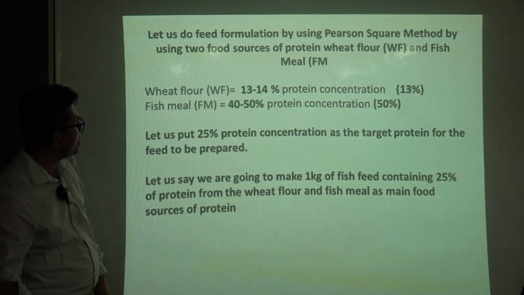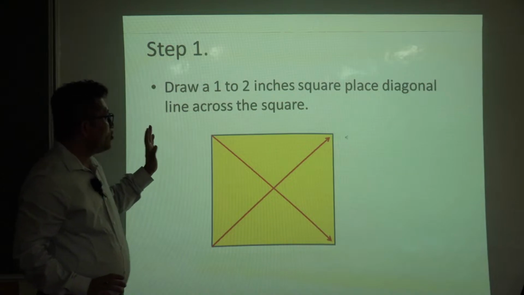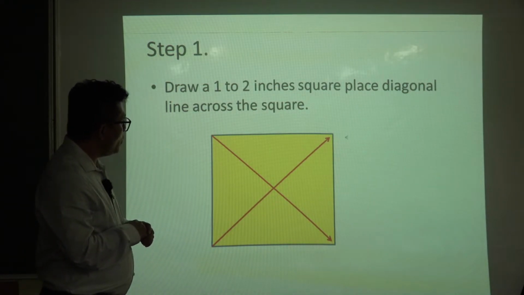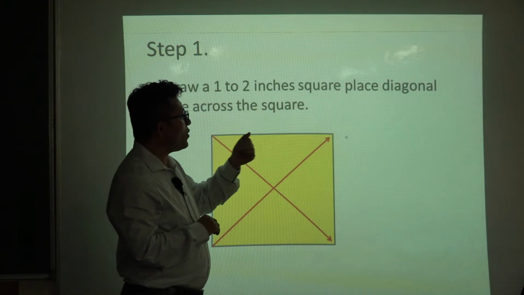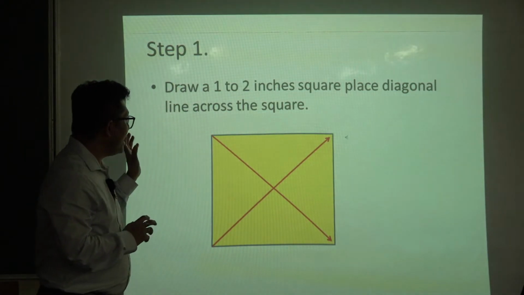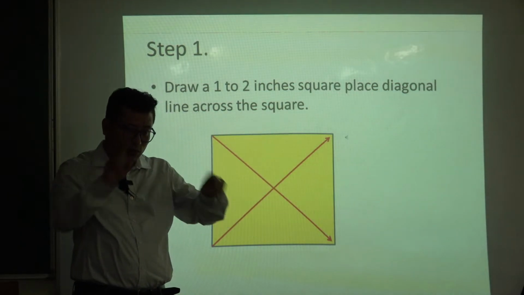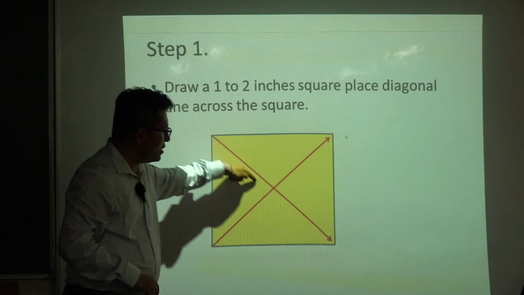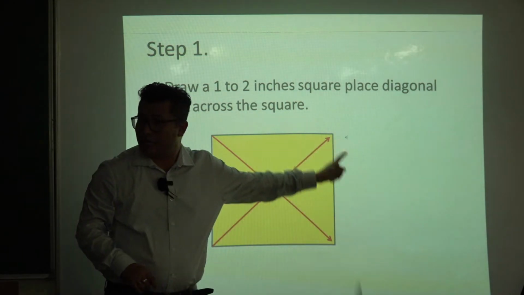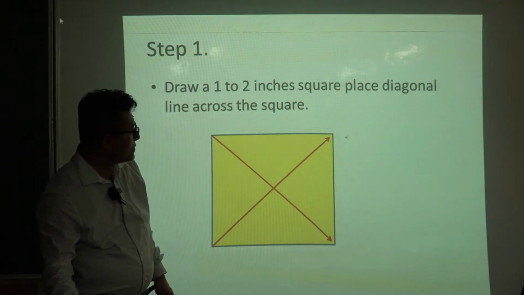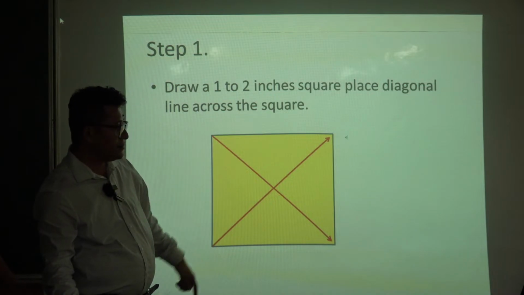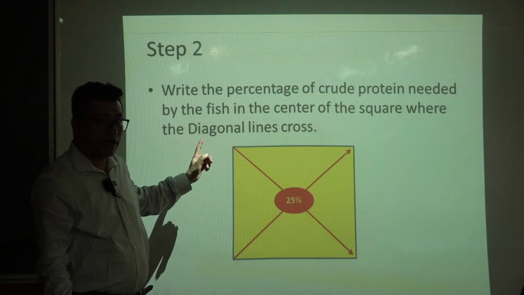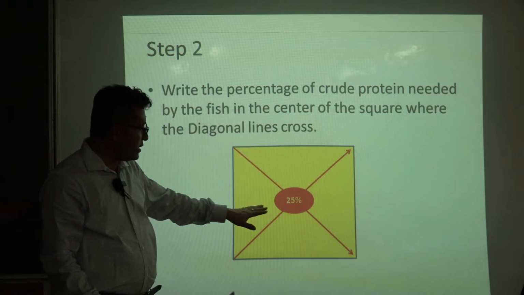So the next process is to draw a 1 to 2 inch square and place a line diagonally across. Now you have to make a square, you made it, then after that you have to draw a line diagonally. I think we can do this together. At the end of the presentation we'll have a small exercise so that you get to know how to do it.